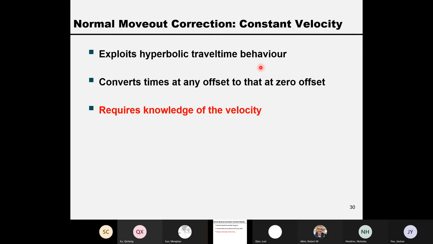So now, in reality, our CMP gather is nearly a hyperbolic curve. We can use the hyperbolic curve as a very good approximation to do the processing. The purpose of NMO correction is to convert any non-zero offset traces to zero offset traces, as we said there. That means you change the time at any non-zero offset trace to the time T naught at the zero offset. So for NMO correction, we do need one parameter here, which is velocity.